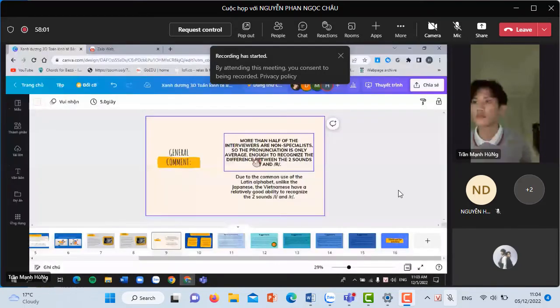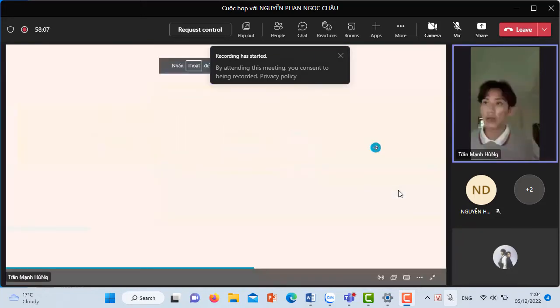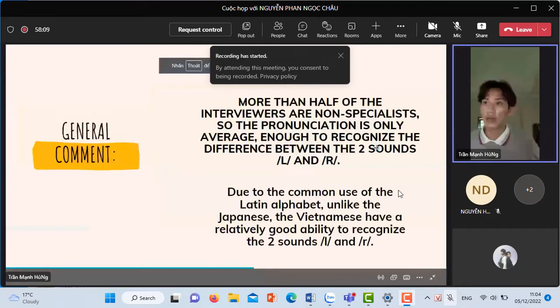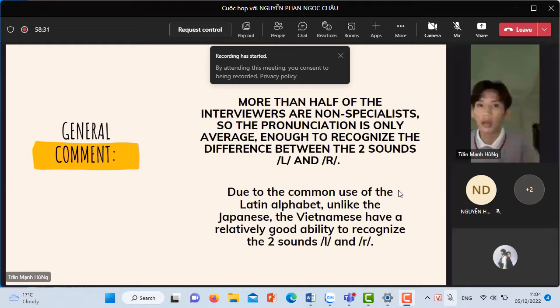Hi everyone, my name is Hồng and now I will present the next part. It's the general comment. More than half of the interviewees are non-specialists, so their pronunciation is only average, enough to recognize the differences between the two sounds R and L. Due to the common use of the Latin alphabet, unlike the Japanese, Vietnamese people have a relatively good ability to recognize the two sounds L and R.